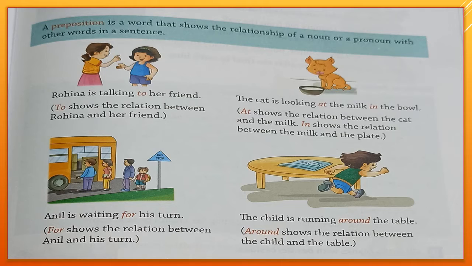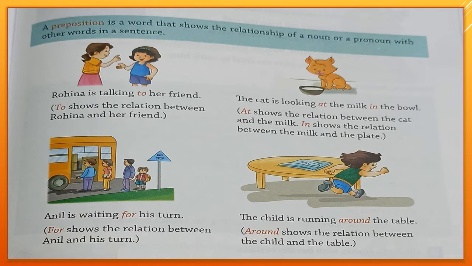So a preposition is a word that shows the relationship of a noun or a pronoun with other words in a sentence. That means preposition ये एक ऐसा word है जो relationship दिखाता है noun and pronoun के बीच में. This will be understood by some examples.